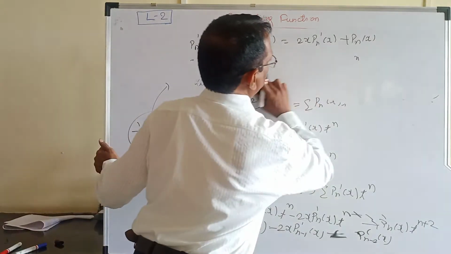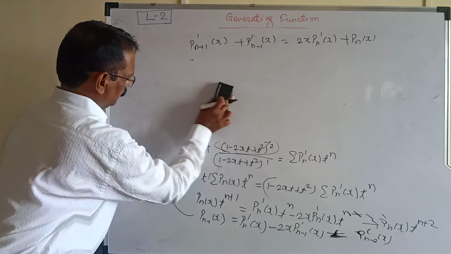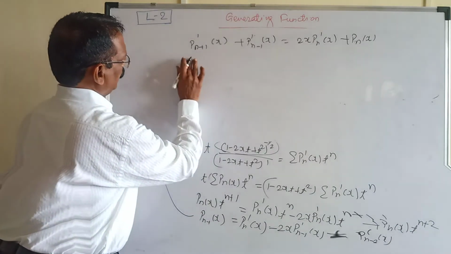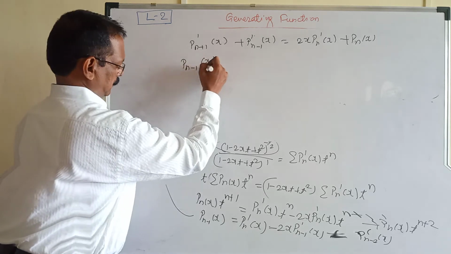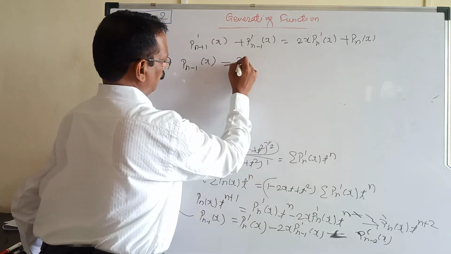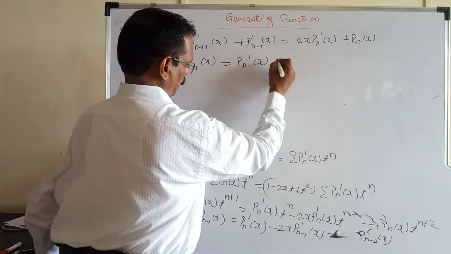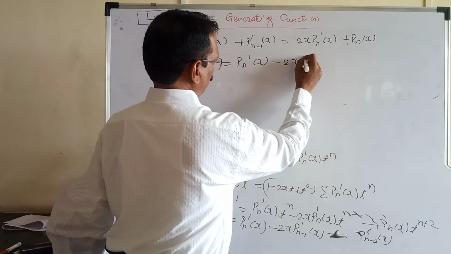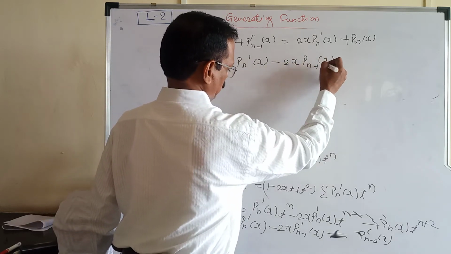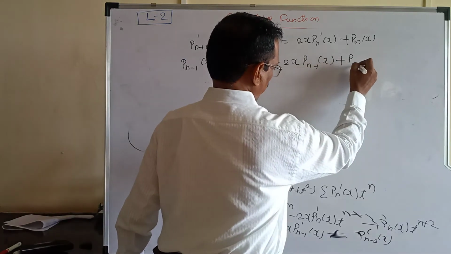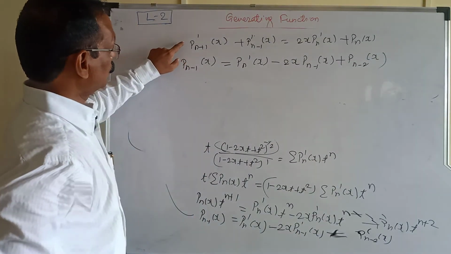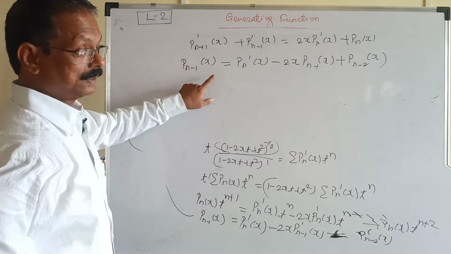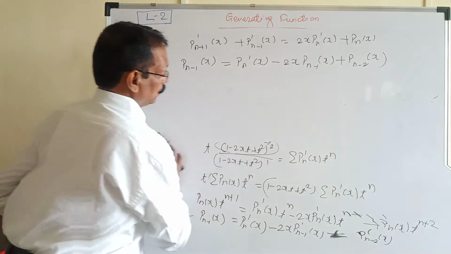Then we have to show this equation. So what do we get? We get Pn minus 1 of x is equal to Pn dash of x minus 2x Pn minus 1 of x plus Pn minus 2 of x. What is the result here? We have to show this. The result is not the same here. Then what we have to do?